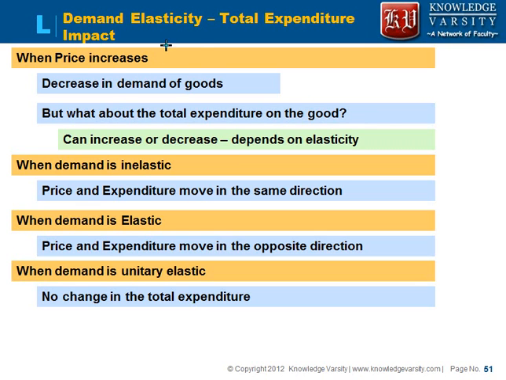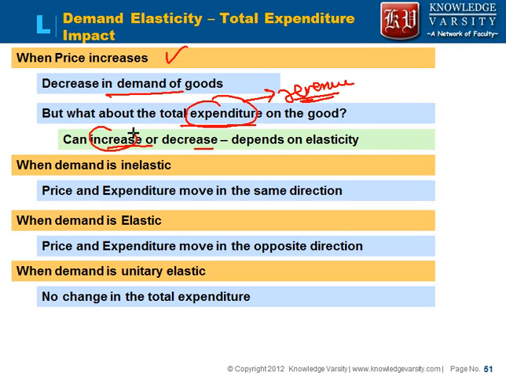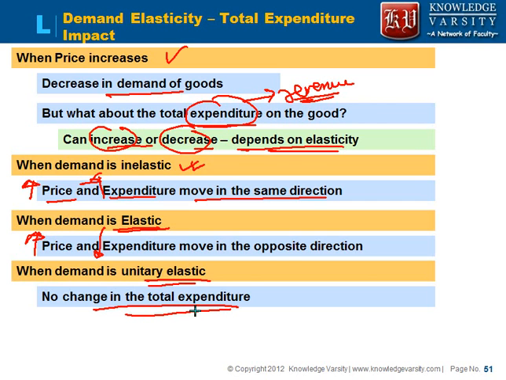So when price increases, there is a decrease in demand of the good, but what about the total expenditure? It can increase or decrease. Total expenditure from the consumer point of view, total revenue from the producer point of view. It can increase or decrease, it depends on the elasticity. When the demand is inelastic, price and expenditure move in the same direction. That is, if you increase the price, there will be more expenditure or more revenue. When the demand is elastic, the price and expenditure move in the opposite direction. So price increases, you will find that your revenue will go down. When the demand is unitary elastic, there is no change in the total expenditure or total revenue.